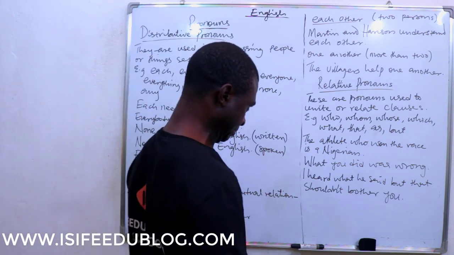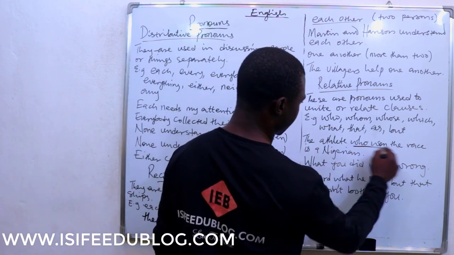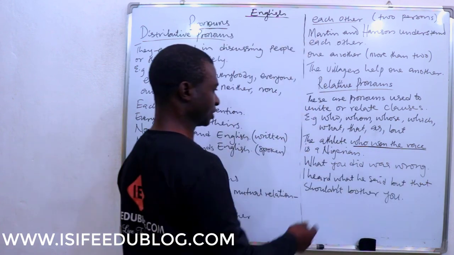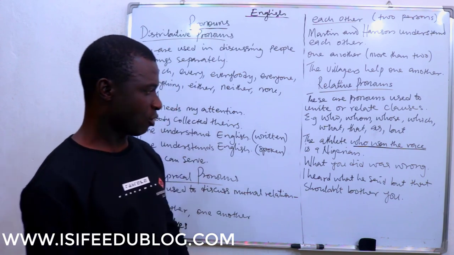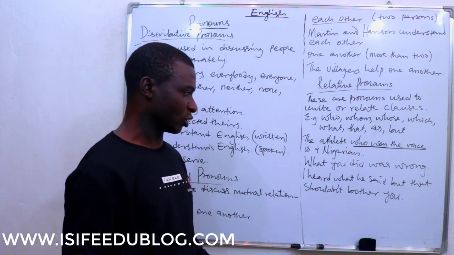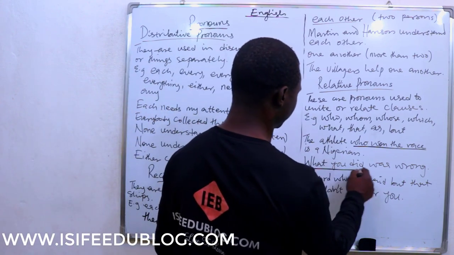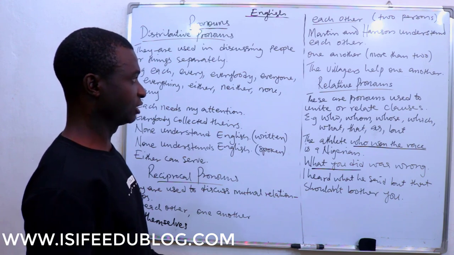Now, who won the race is a relative clause introduced by a relative pronoun, who. What you did was wrong. What introduces the clause what you did. It is a relative pronoun.